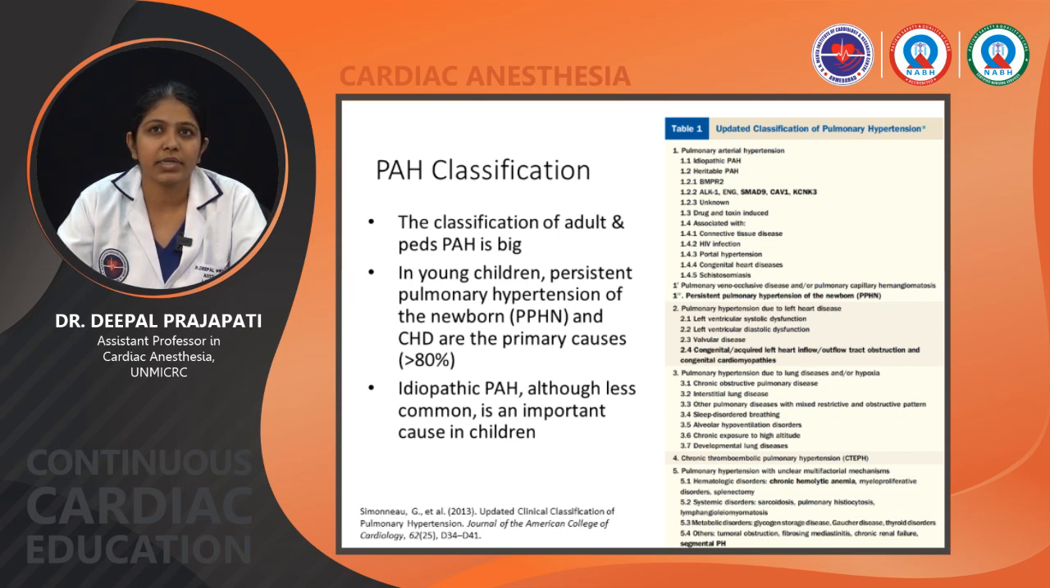The first category is pulmonary arterial hypertension, the second category is persistent pulmonary hypertension of the newborn, the third category is pulmonary hypertension due to lung diseases or hypoxia, the fourth category is chronic thromboembolic pulmonary hypertension, and the fifth category is miscellaneous causes. Now, in young children, persistent pulmonary hypertension of the newborn and congenital heart diseases are the primary causes of pulmonary arterial hypertension. More than 80% of cases are included in this. The idiopathic PAH, although less common, is also an important cause in children.